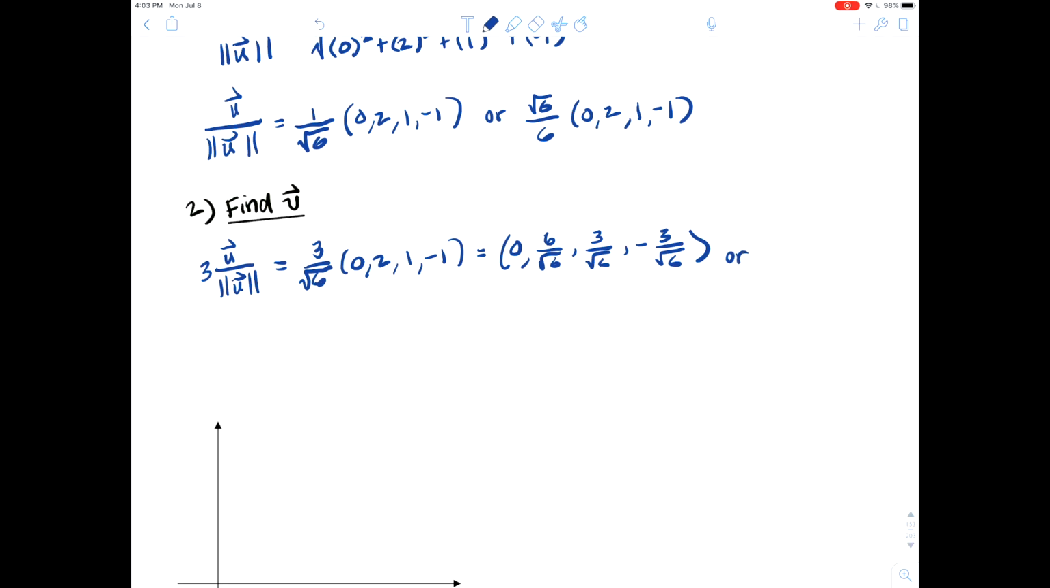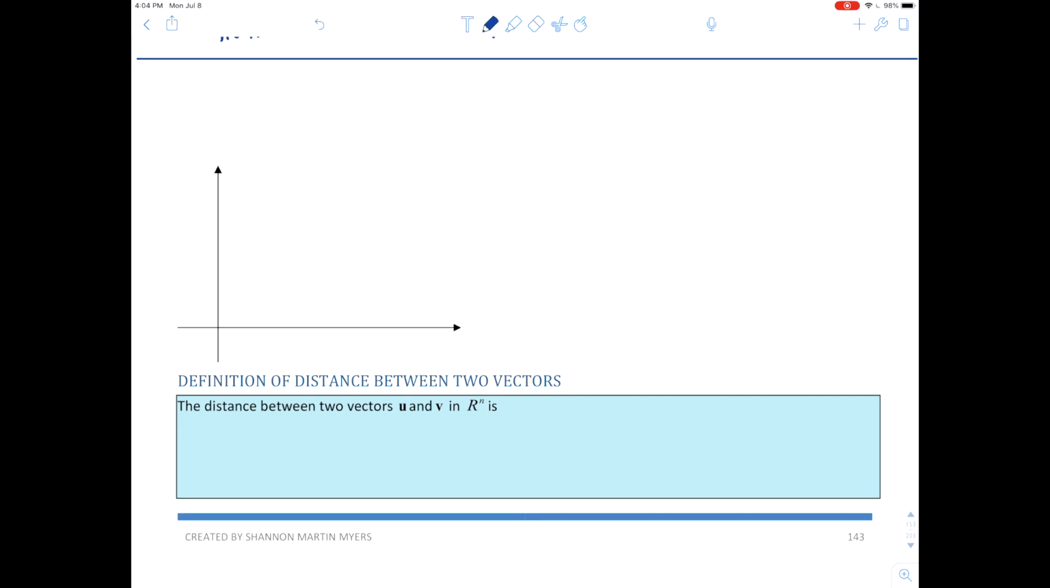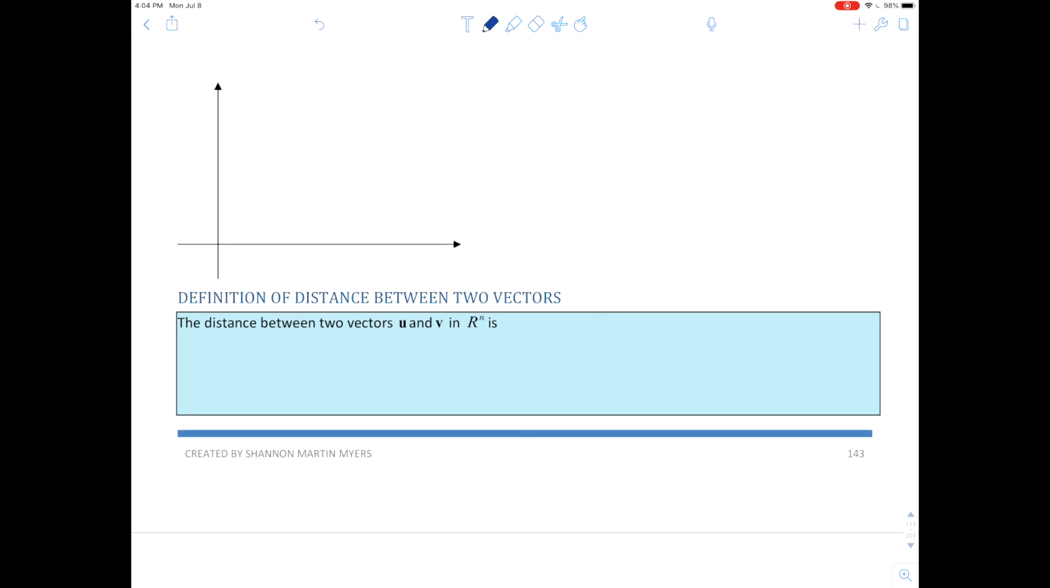Or if you rationalize these, what would we get? Good, you'd have 0, root 6 over 2, and negative root 6 over 2. Groovy? So that's our final result. All right, so now let's look at our next skill.